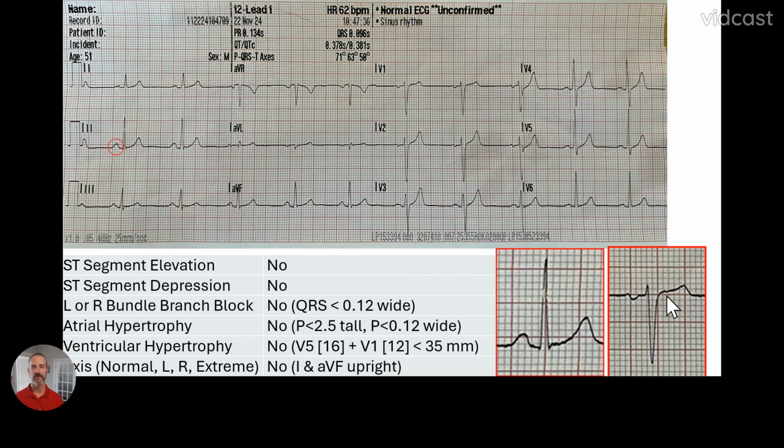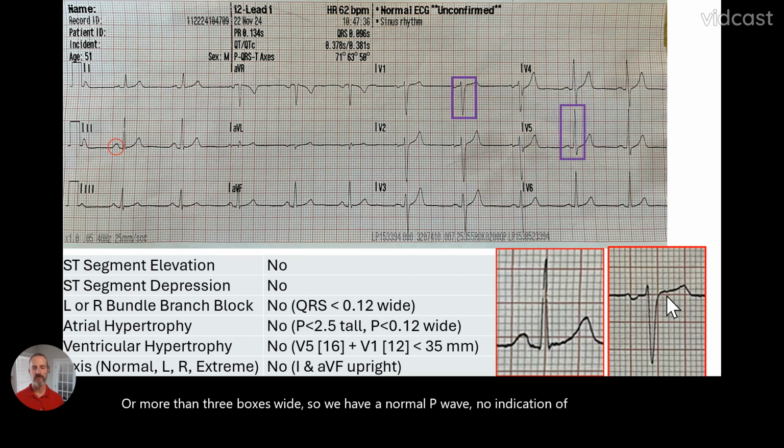All right, so moving on to atrial hypertrophy, we're going to focus on lead 2. We can also look at V1, but focusing on lead 2, you can see that we do not have a P wave that is more than 2.5 boxes tall or more than 3 boxes wide. So we have a normal P wave, no indication of atrial hypertrophy.